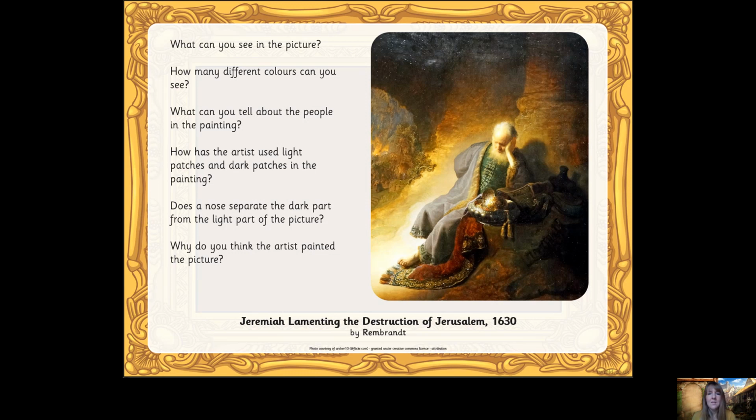How has the artist used light patches and dark patches in the painting? Does a nose separate the dark part from the light part of the picture? In this one, I think that it's his forehead that's standing out. Can you see that it's quite a bright forehead? And why do you think the artist painted the picture?